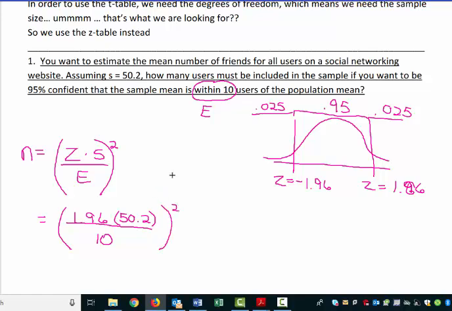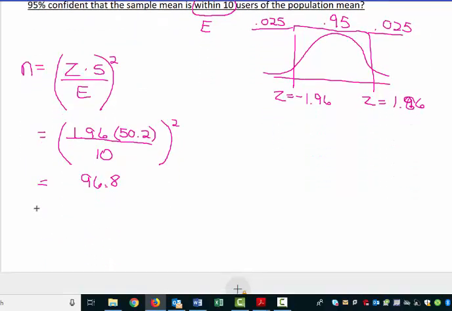And then square. And so what we are going to get is 96.8. We need to survey 96.8 people, but you can't do that, so you have to round up. So we have to survey 97 people.